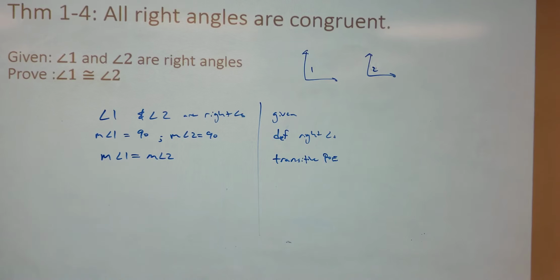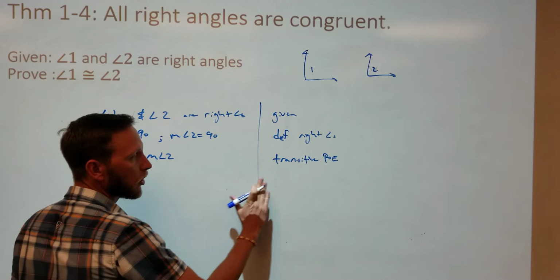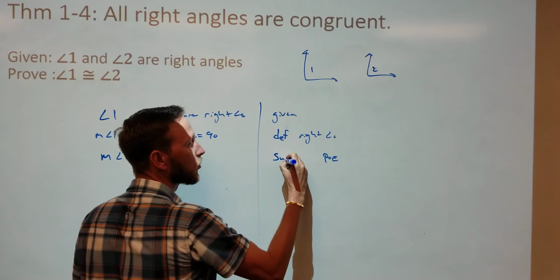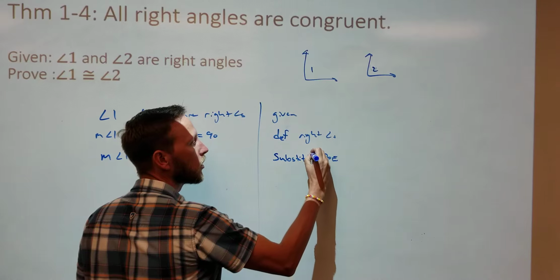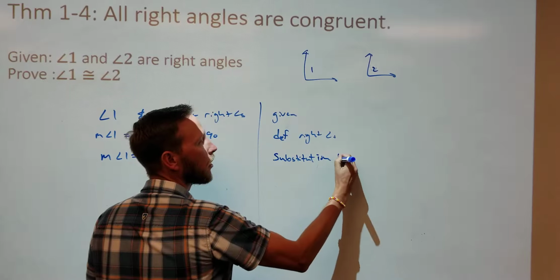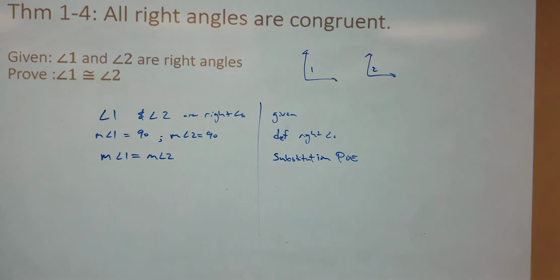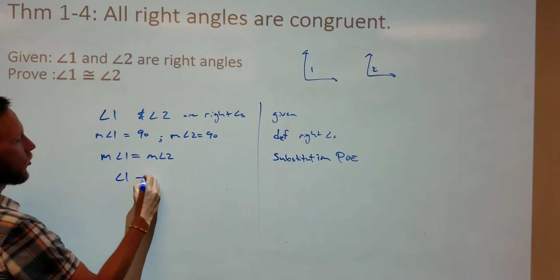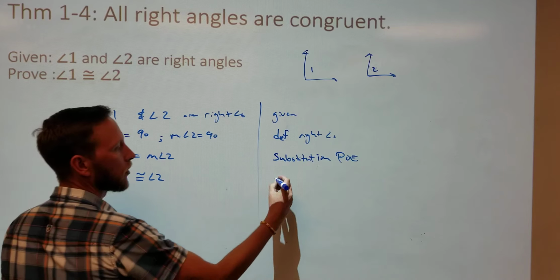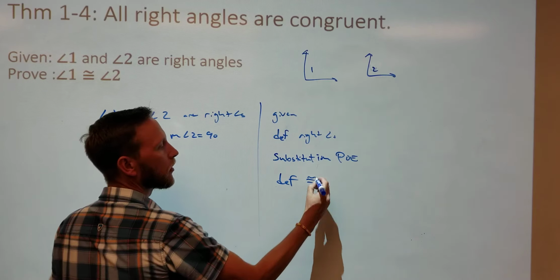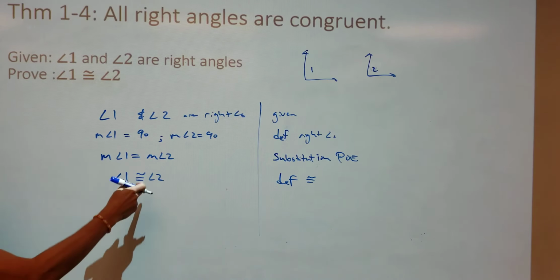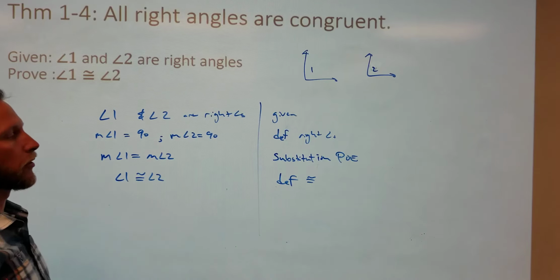If the measure of angle 1 is 90, and 90 is equal to the measure of angle 2, then the measure of angle 1 is equal to the measure of angle 2 by the transitive property of equality. You could call this substitution, and I would be super cool with that. Substitution, POE. Those aren't entirely interchangeable, but I think they could both apply here. And therefore, angle 1 and angle 2 are congruent by the definition of congruent. If they have the same measure, then the angles are congruent. That's what congruent means. All right?